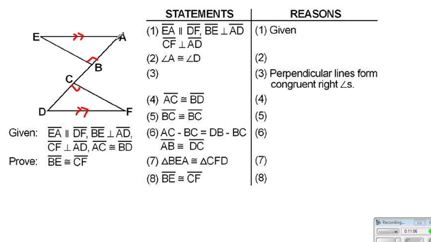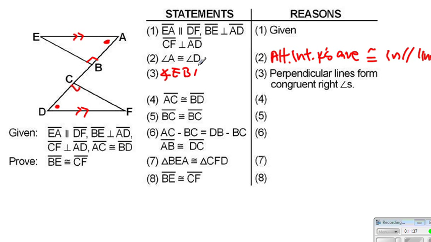Now, number 2, why is it that angle A is congruent to angle D? Because those are alternate interior angles. Alternate interior angles are congruent in parallel lines. Now, number 3, perpendicular lines formed by congruent right angles. Now, that means we are looking at angle EBA is congruent to angle FCD.